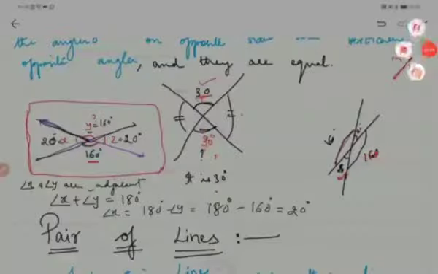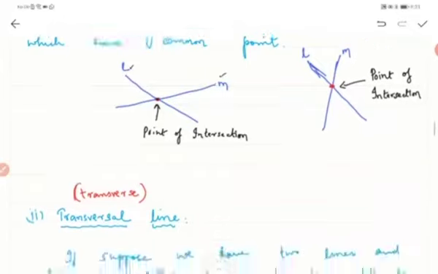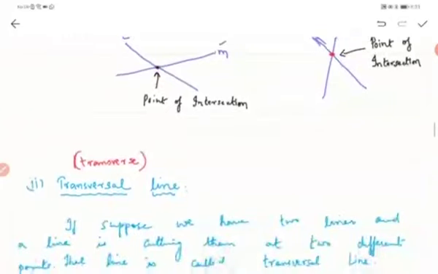Let's move on to the next topic. Whenever two lines are intersecting, they will intersect at some common point. This is called the point of intersection. You already know about this. So I have lines L and M, both intersecting at some point. This is called the point of intersection. All right, that was your intersecting lines.